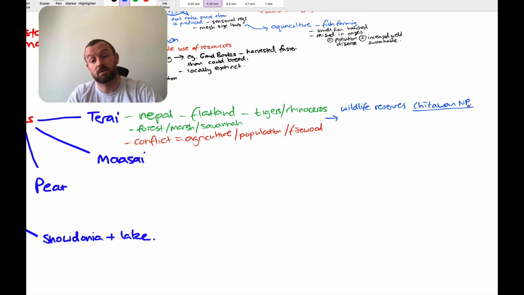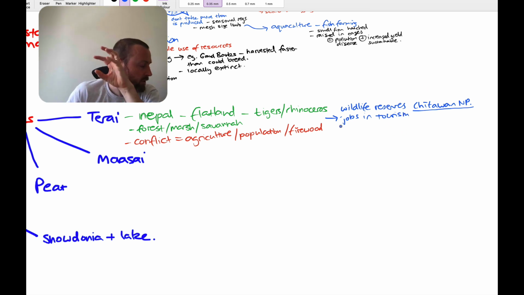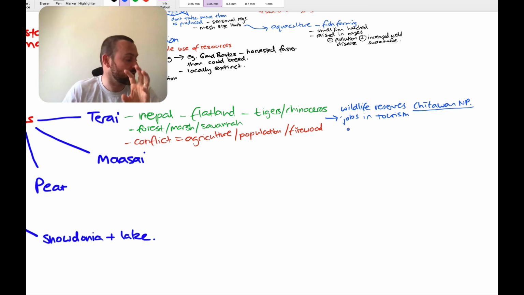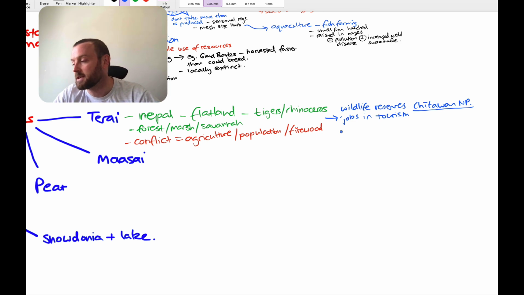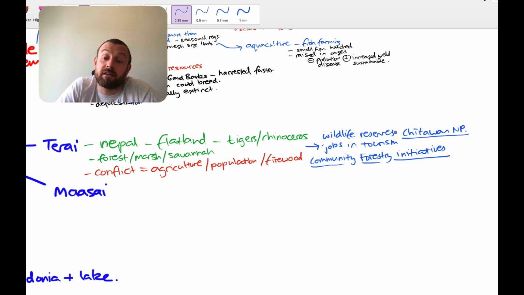So that obviously creates jobs. There are lots of jobs in tourism in those reserves. And those reserves act as havens for certain wildlife. But around those reserves, the local government, in collaboration with the WWF, which is the World Wildlife Fund, set up something quite interesting. They set up these community forestry initiatives. In these initiatives, people were given rights to extract materials, but also responsibilities to look after these areas. So there's a mixed use, not full protection.